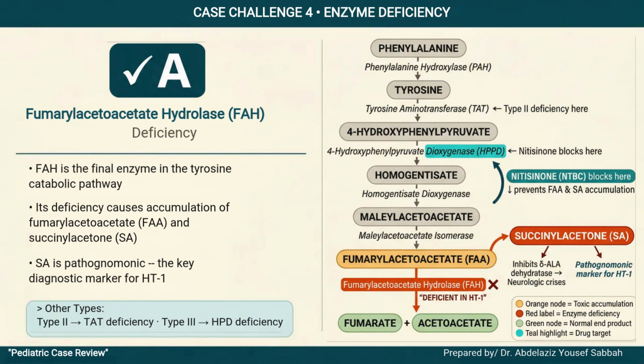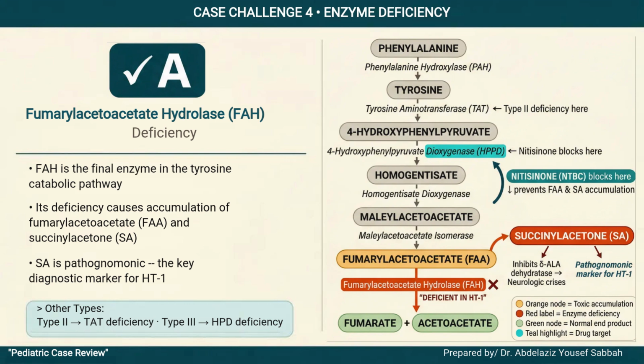Tyrosine is then converted to 4-hydroxyphenylpyruvate by tyrosine aminotransferase. The pathway continues through homogentisate, maleylacetoacetate, and fumarylacetoacetate. Nitisinone works by blocking 4-hydroxyphenylpyruvate dioxygenase upstream in the pathway, which prevents the formation of both fumarylacetoacetate and succinylacetone.